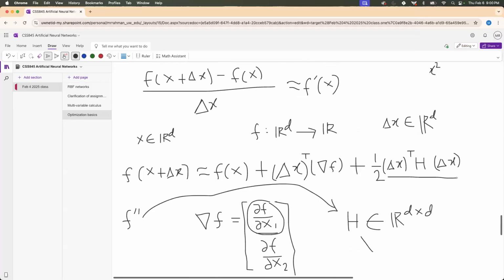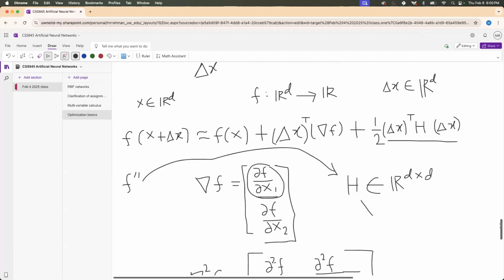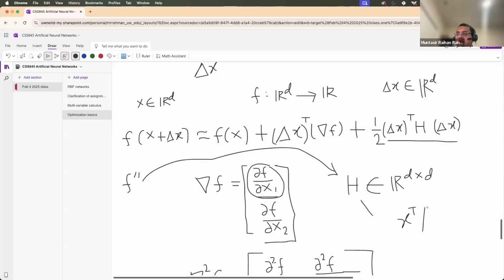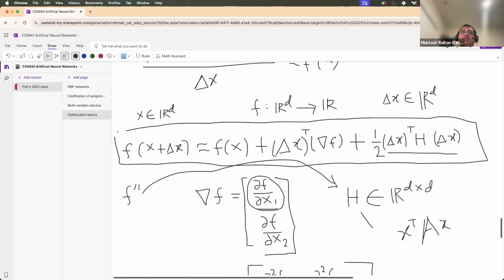Matrix. It's a matrix, but we have basically a vector transpose times a matrix times a vector. What do we call this? Is this pseudo inverse? No, this is a quadratic form, right? So it's like this, x transpose A x. That's a quadratic form. Okay, and we'll see that it's going to play a very important role. So this is a very important formula for us. This is the Taylor expansion for a vector valued function.